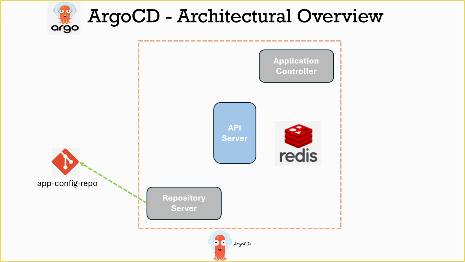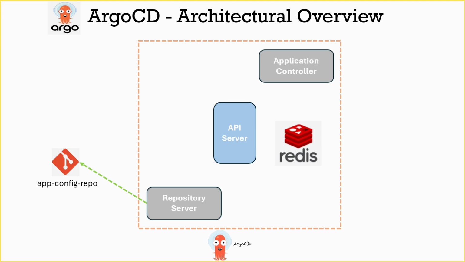So you can think of it as an internal ArgoCD service that communicates with Git on behalf of the other components. As per the official definition, the repository server is an internal service that maintains a local cache of the Git repository containing the application manifest.